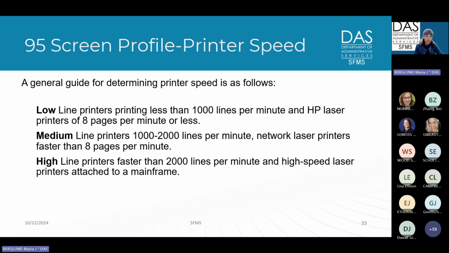And printer speed is very important because printers divide into 3 groups: low, medium, or high. Low ones print less than 1,000 lines per minute. Medium ones print between 1,000 and 2,000 lines per minute, and high ones print more than 2,000 lines per minute.